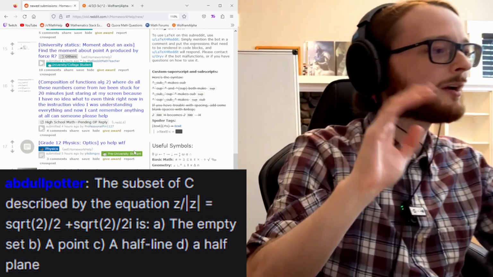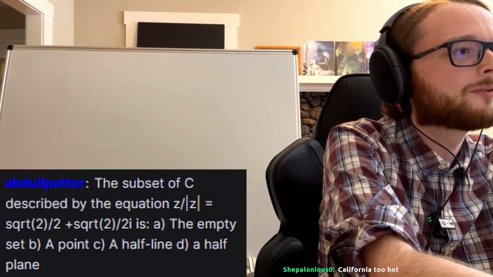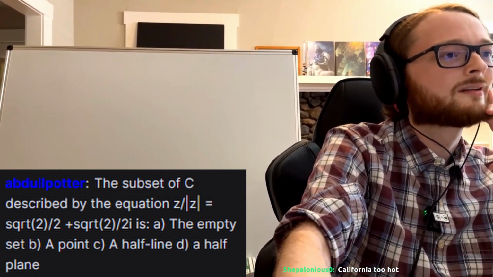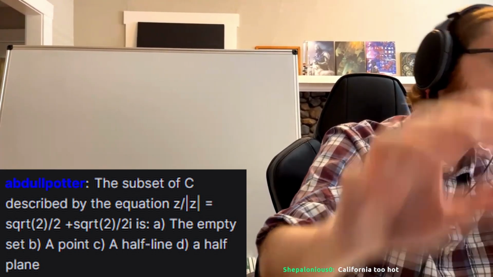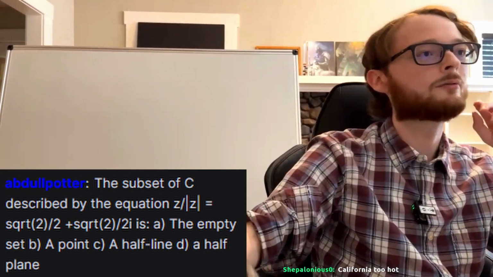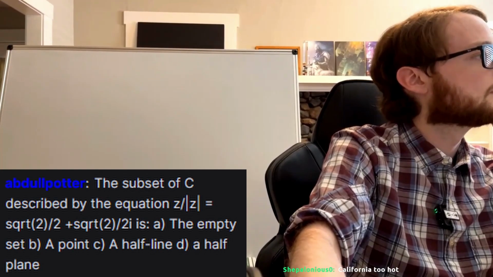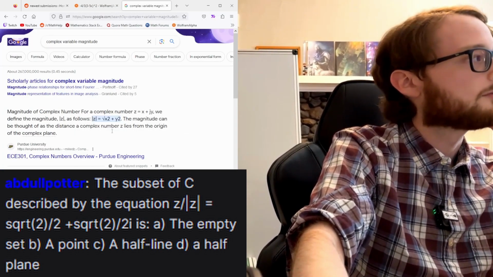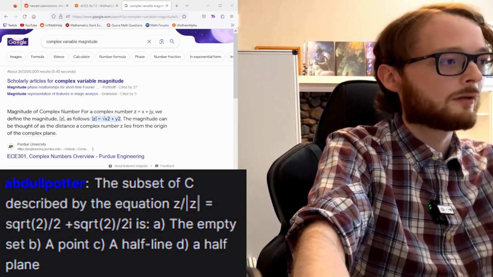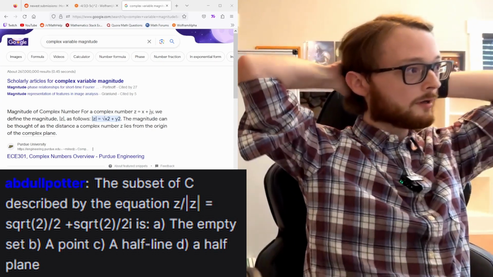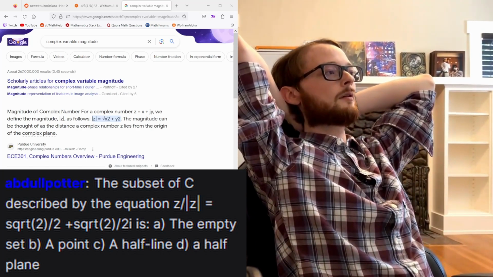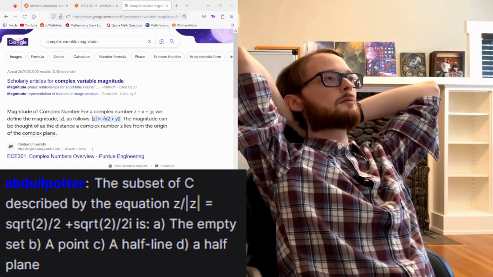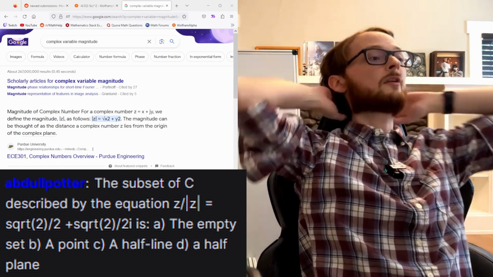Wait, I should do a quick check. The complex variable magnitude? Okay, yeah, so I just want to make sure that I was right with the absolute value notation. That is basically the hypotenuse, and it is. So, oh yeah, it does have to be a half line. Okay.